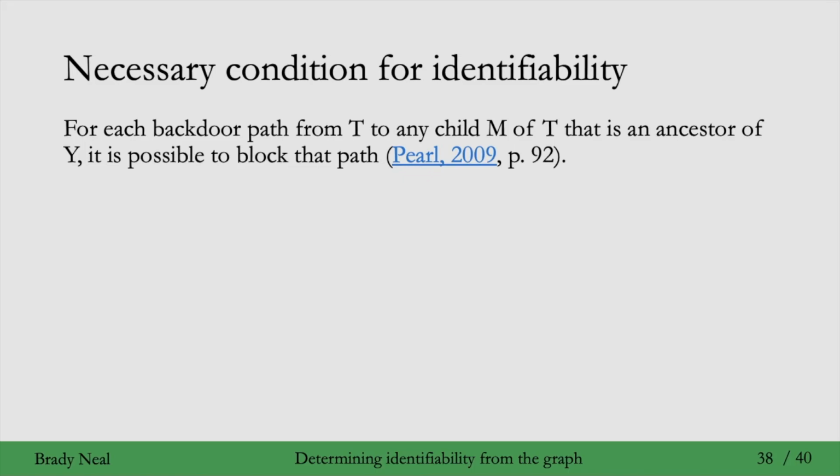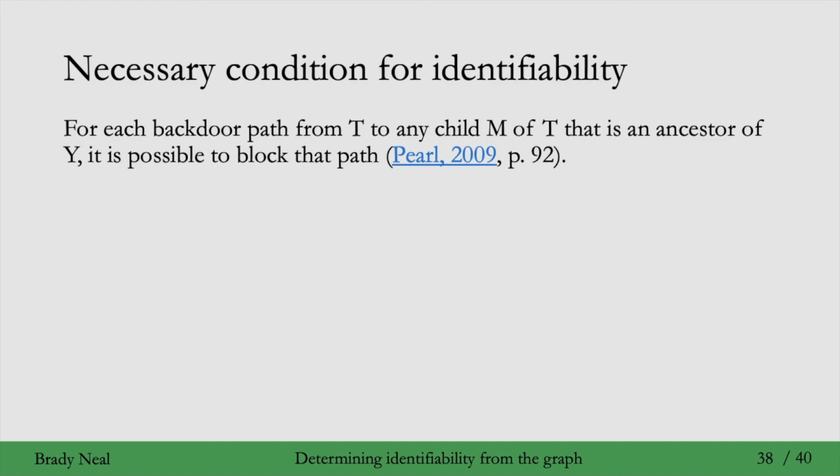For each backdoor path from T to any child M of T that is an ancestor of Y, it is possible to block that path. The intuition is that any causal association flowing from T to Y must flow through its children, and it's only going to flow through the children that are ancestors of Y. So to be able to focus on or isolate all of that causal association, for any one of those backdoor paths that produce confounding association, we must be able to block that path.